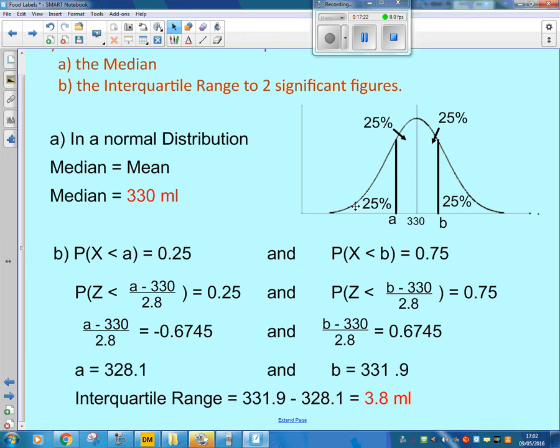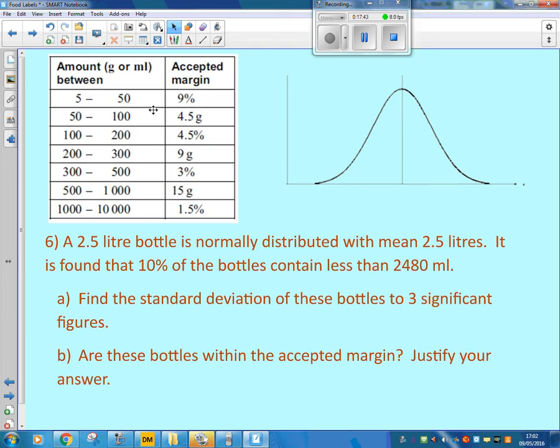So the method there was split them up into 25%, standardize, and then find what value of p we needed to end up with 0.25. It came to that. What value when we put p in came to 0.75, it was that, and then solve our equations. Right, question 6.